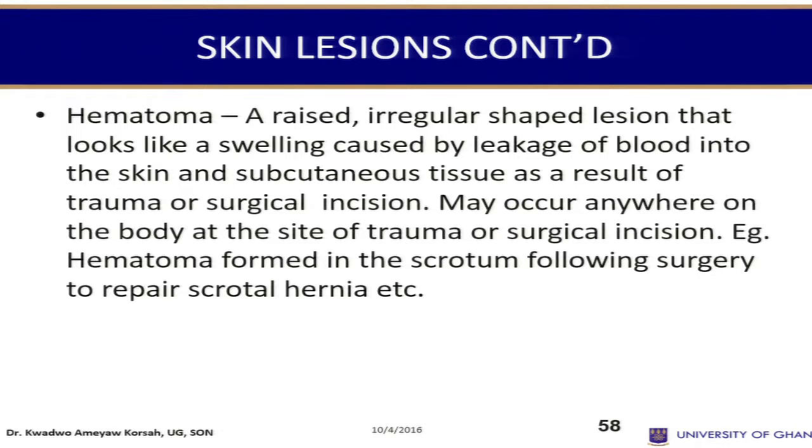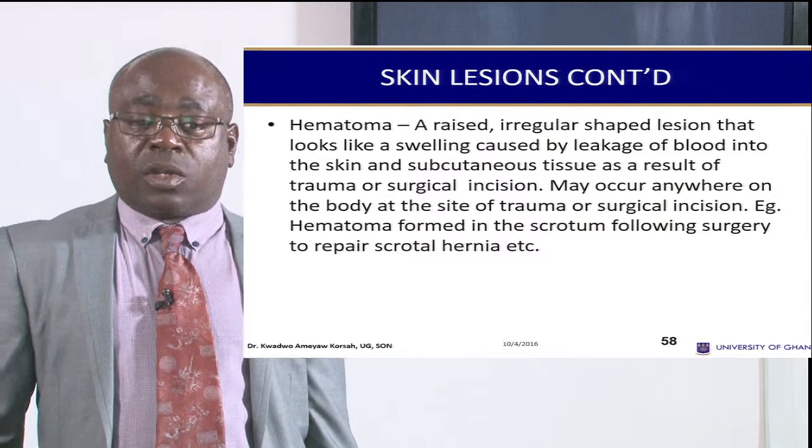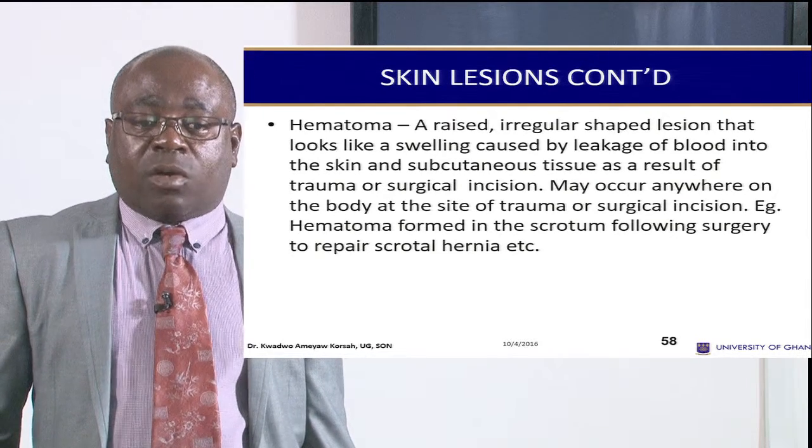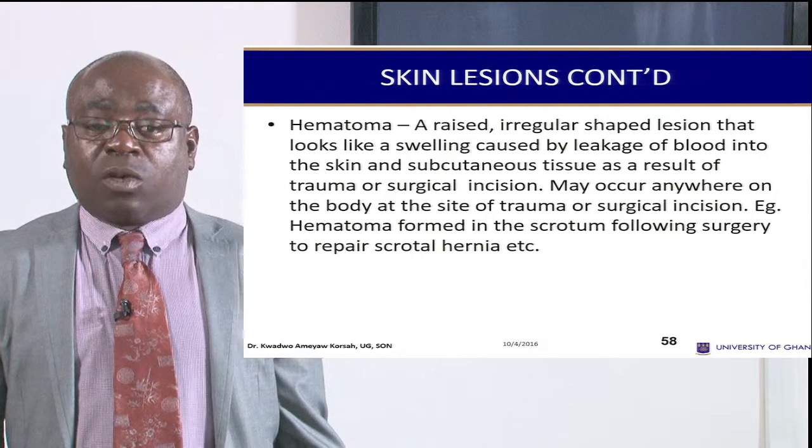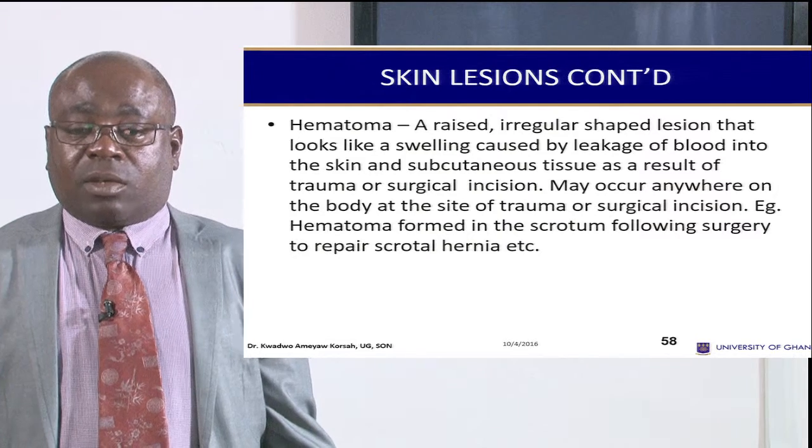And then we have hematoma. Hematoma is a very common vascular lesion. For instance, when there's a blow to any part of the body, blood may accumulate beneath and form a hematoma. For instance, if we do hernia repair, later on some blood can collect in the scrotum and form a hematoma. So a raised, irregular shaped lesion that looks like swelling caused by leakage of blood into the skin and subcutaneous tissue as a result of trauma or surgical incision may be termed a hematoma, and we have a lot of them. When people fight, this can occur.